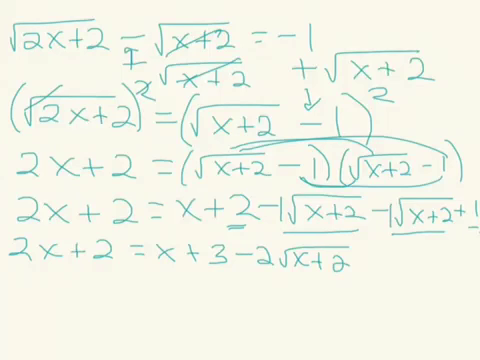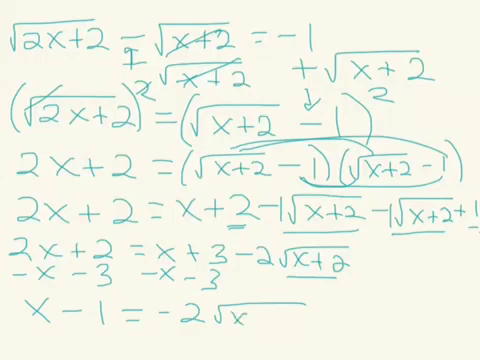Okay. Now what we have here, we've gotten rid of one of our radical signs, but not both of them. We still have this root x plus 2 all the way over here. So now our task is going to be to isolate that one, just like we did the previous one, and then square both sides. So let's move over the x and the 3. We'll subtract x from both sides. We'll subtract 3 from both sides. So what we'll end up with is x minus 1 equals negative 2 square root x plus 2.